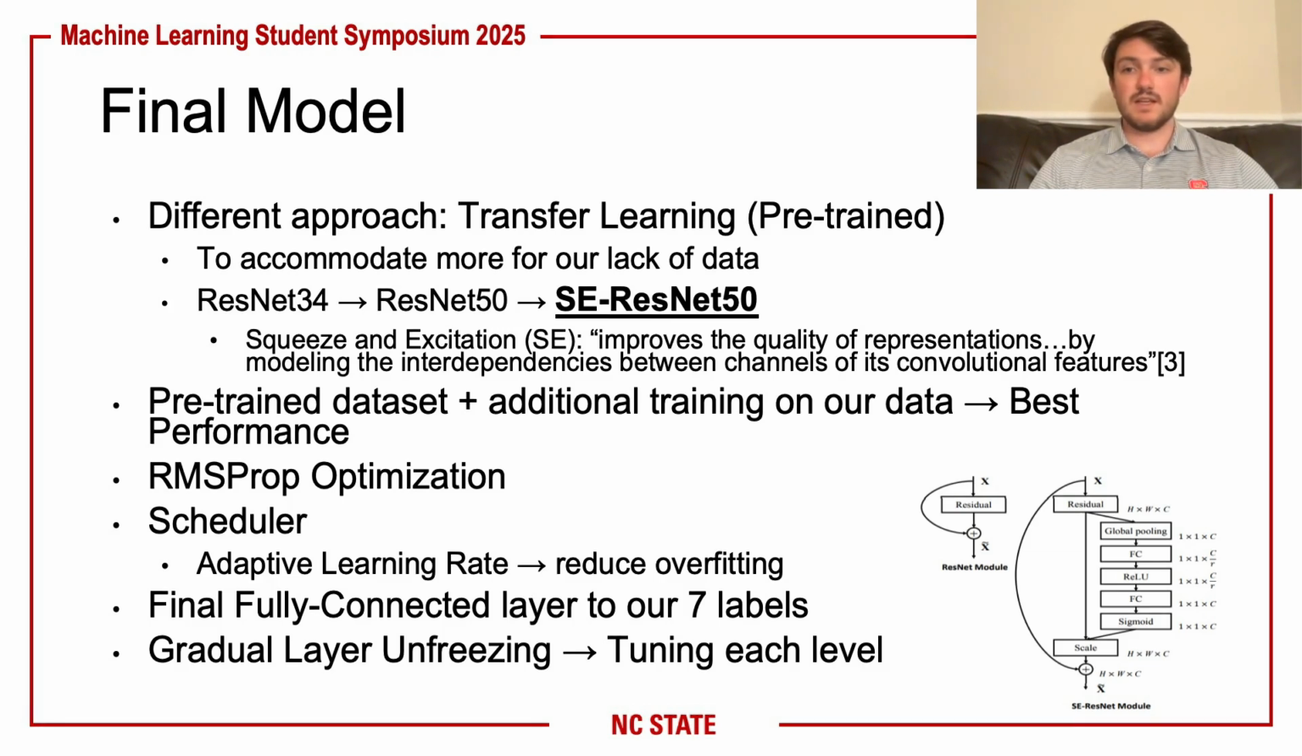We used a scheduler that had an adaptive learning rate to help reduce overfitting, replaced the final classification layer that was originally there with one that goes to 7 labels, which would be our 7 emotions, and we used gradual layer unfreezing to be able to tune at each level to improve the model without erasing all of the pre-trained things that it had learned before.